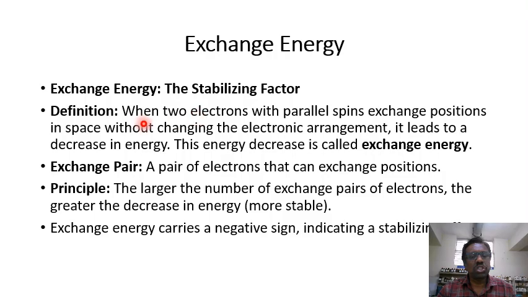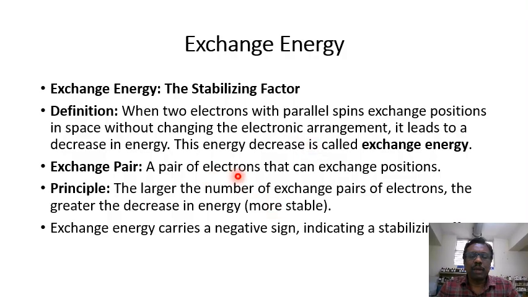The definition of the exchange energy: when two electrons with parallel spins exchange positions in space without changing the electronic arrangement, this leads to a decrease in energy. This decrease in energy is called exchange energy. So orbitals which have the same energy levels, if they have parallel spins in the neighboring orbitals, then exchanging of the spins will take place. This is called exchange energy.